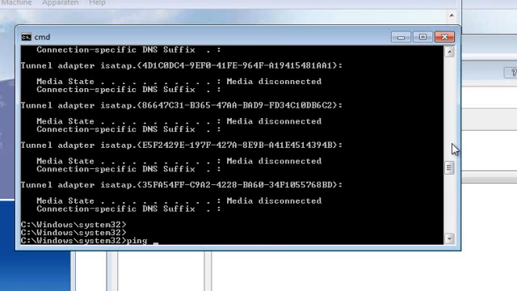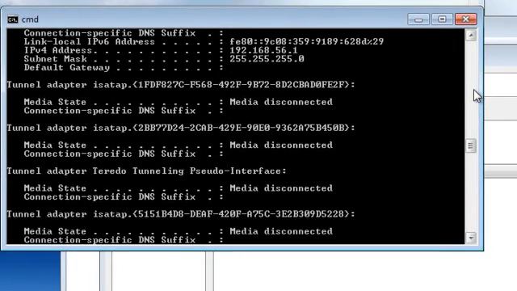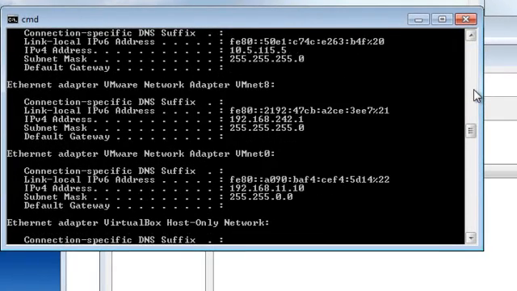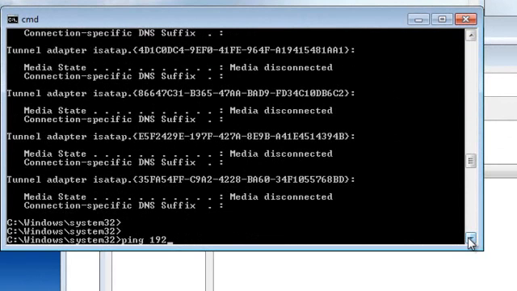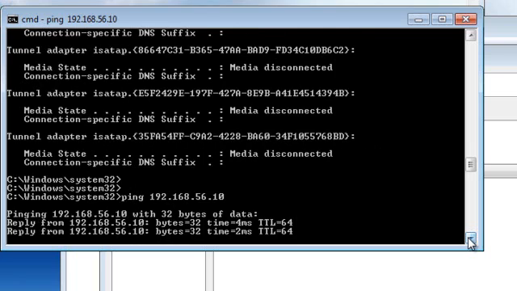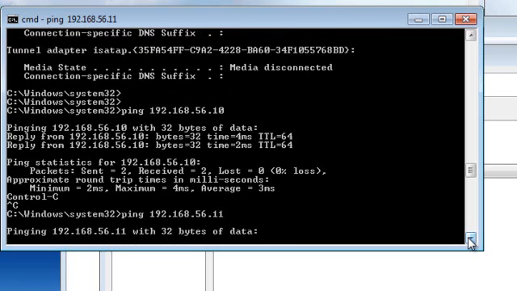what was it again? 192.168.56.10. I should get a reply. That's my first Atmos node, and the second one is 11, also getting a reply.